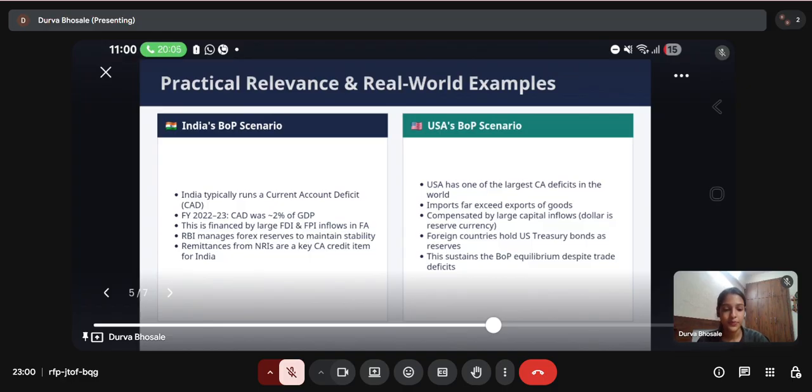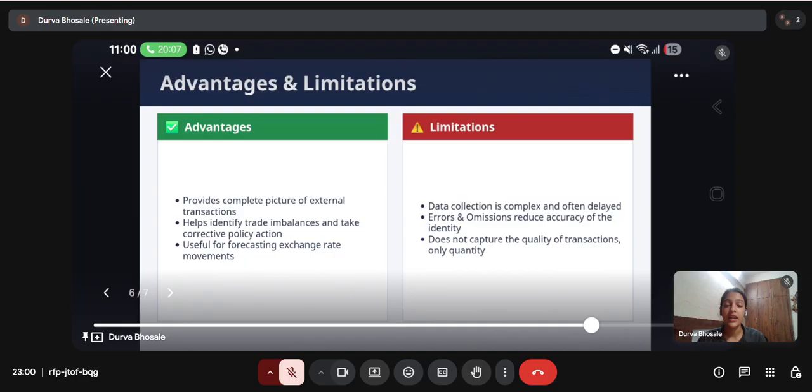Now let us understand the advantages of BOP and the limitations of BOP. The advantages of balance of payments are: number one, provides a complete picture of external transactions. Number two, helps in identifying trade imbalances and take corrective measures through policies and actions. Number three, useful for forecasting exchange rate movements.